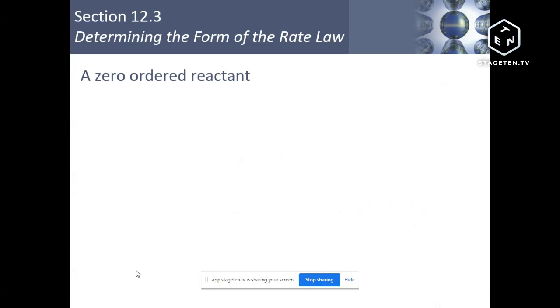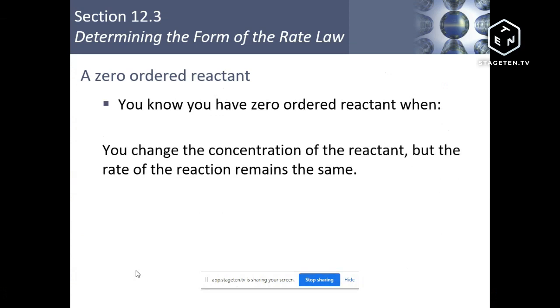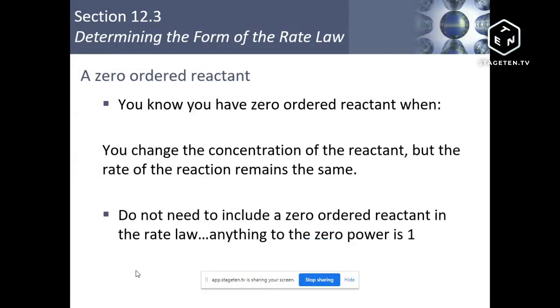So if you remember, what is a differential rate law telling us? It's telling us how rate depends on concentrations of the reactants. So if I add a little bit more of this, how is that going to affect the rate? If I take away a little bit of that, how is it going to affect the rate? Well, think about it. Zero ordered isn't in the expression. So what would that mean? It means zero ordered reactants' concentration doesn't affect the rate. So you know a reaction is zero ordered when you change the concentration of the reactant, but the rate of the reaction stays the same.